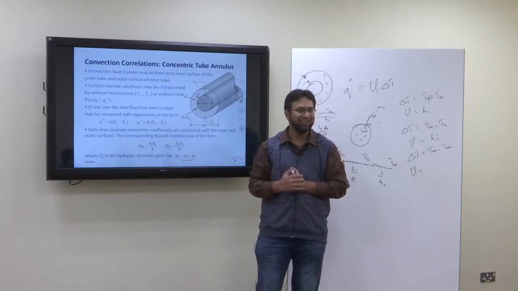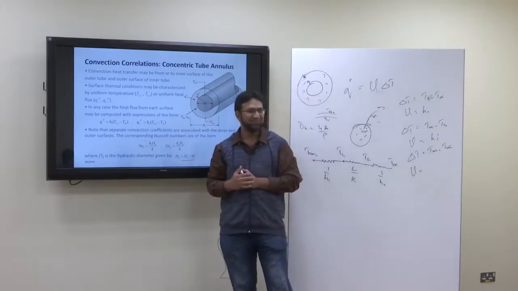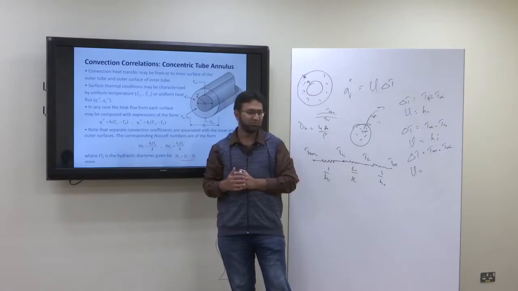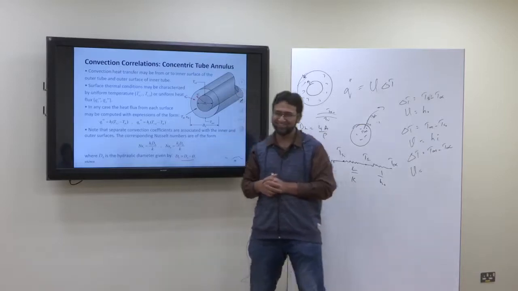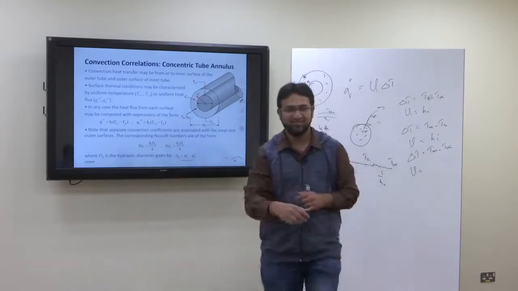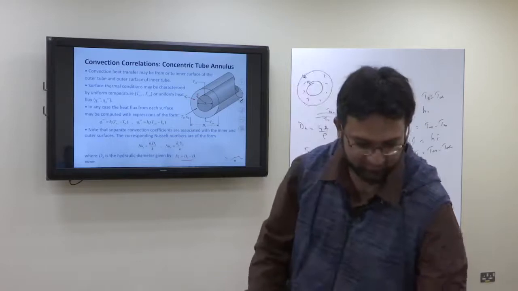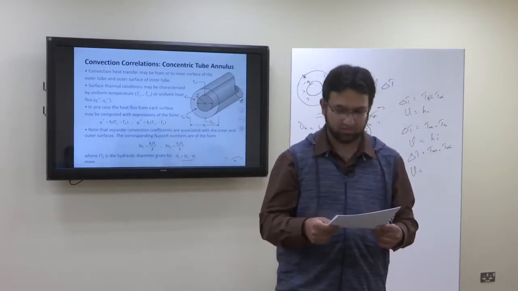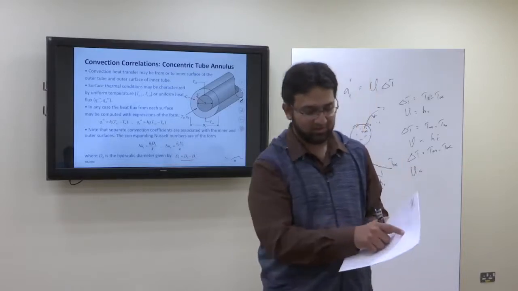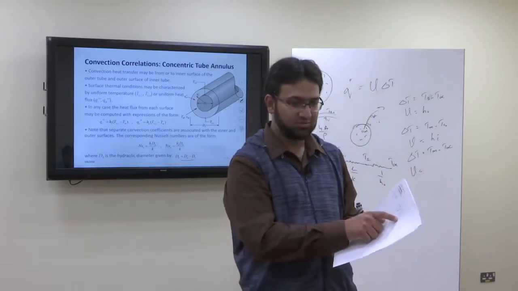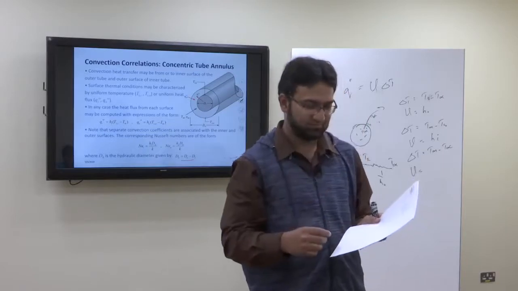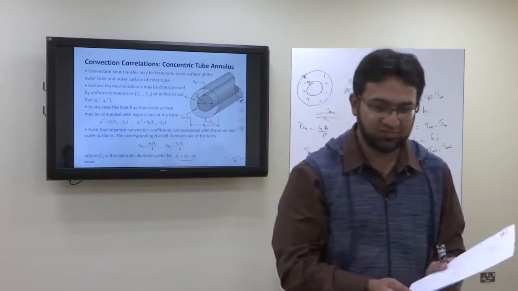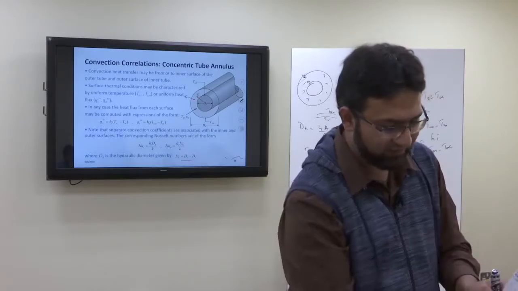Prove that hydraulic diameter for the annulus region. Correct, but why did you put L here? It's just the perimeter, not the surface area. So just remove the L from here, and that's okay.